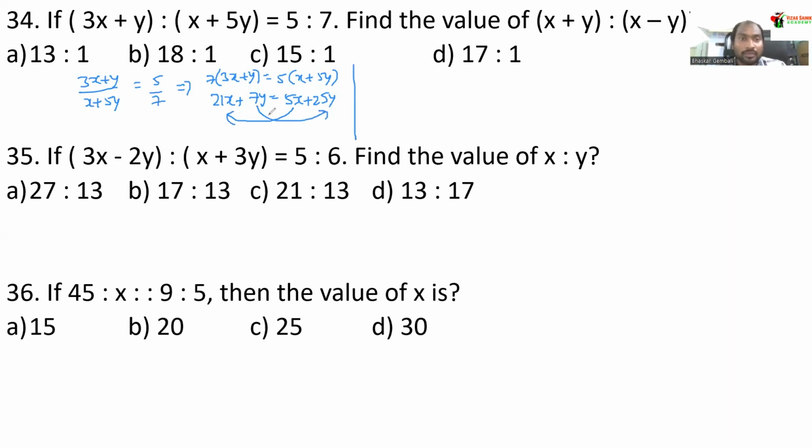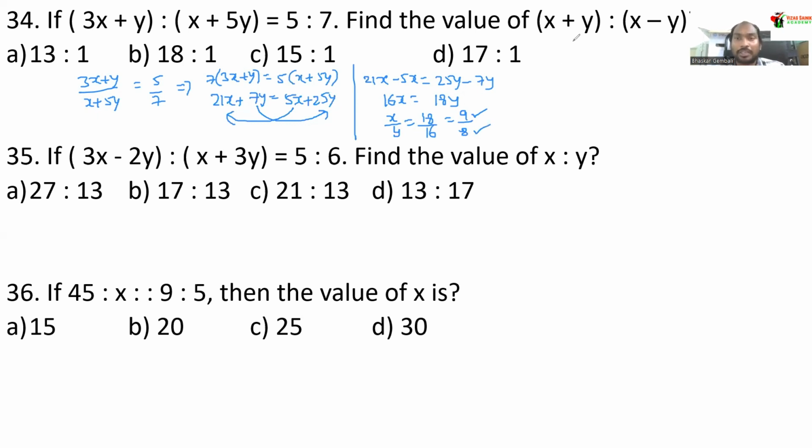Now what happens, 21 minus 5. Okay, I will write one step. 21x minus 5x equal to 25y minus 7y. So 21 minus 5 is 16 and 25 minus 7 is 18. 16x equal to 18y. Then x by y equal to, simply we say 18 by 16 is nothing but 9 by 8. And x value 9, y value 8.